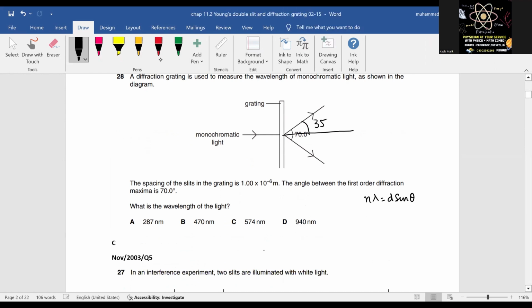Now, the angle between the first order maxima is 70. So we can take 35 and we will take n as 1. Lambda is to be found. They're saying the spacing of the slits in the grating is this much. So d is 1 times 10 to the power -6, sine 35. Just solve it.